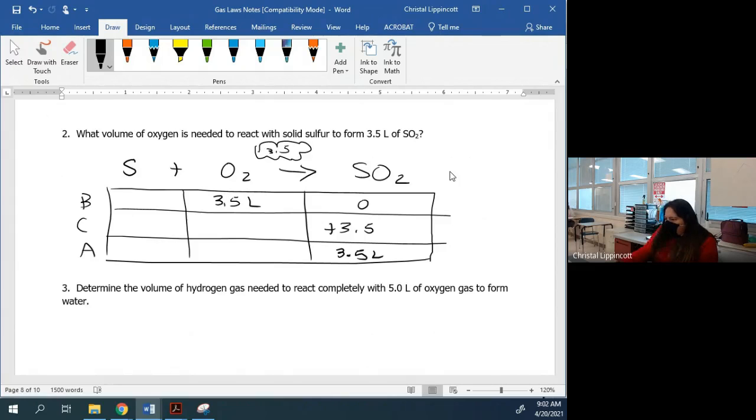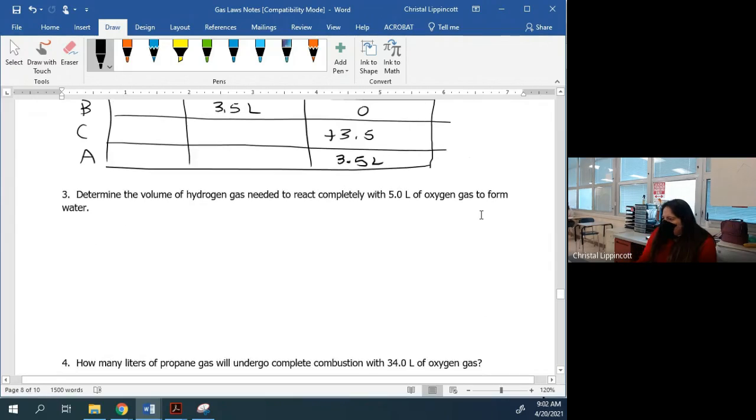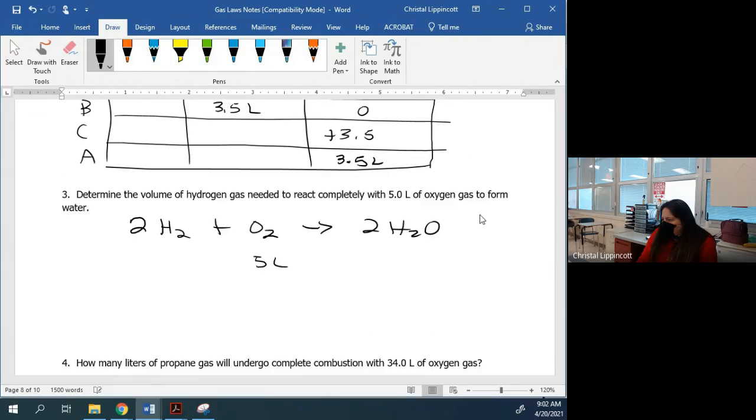All right, see if you can do the next one. We're forming water. Remember the formula for this is H2 plus O2 yields 2H2O. See if you can figure out, we're starting out with 5 liters of this. Figure out how many liters of that we would need.